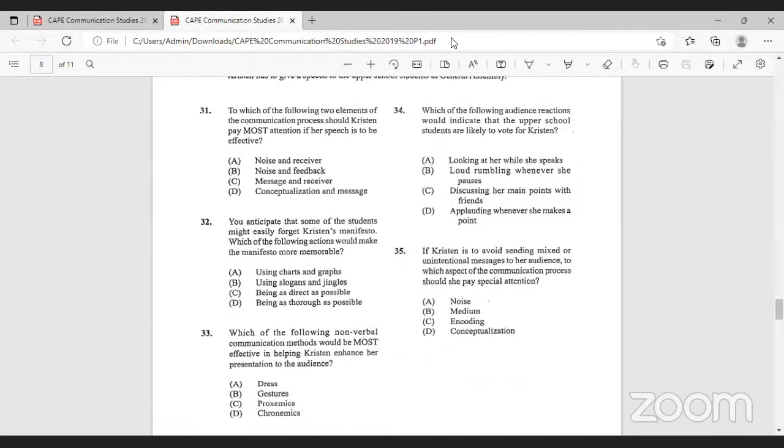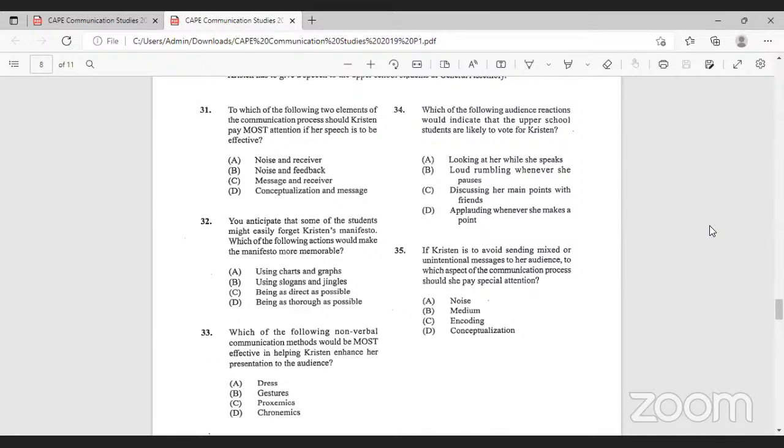33, which of the following non-verbal communication methods will be most effective in helping Kristen to enhance her presentation to the audience? Is it dress, gestures, proxemics, or chronemics? 33. Long as I say the correct answer. B, yeah, it is B.